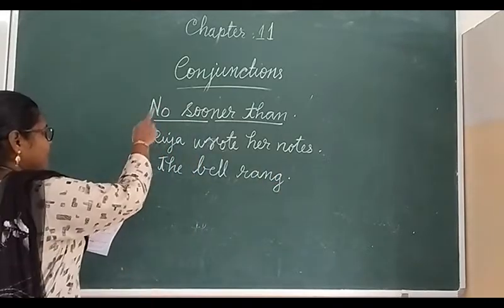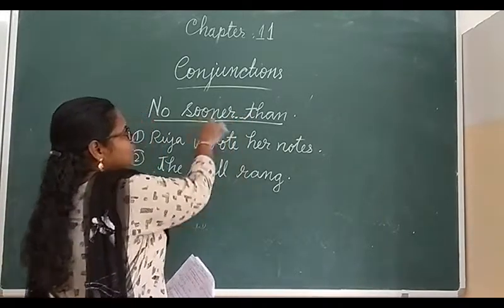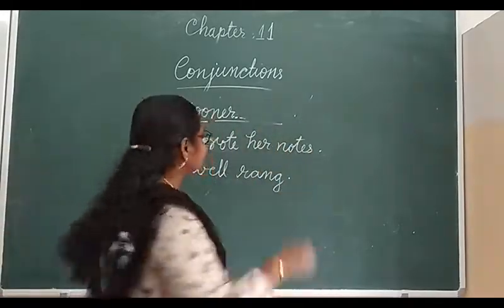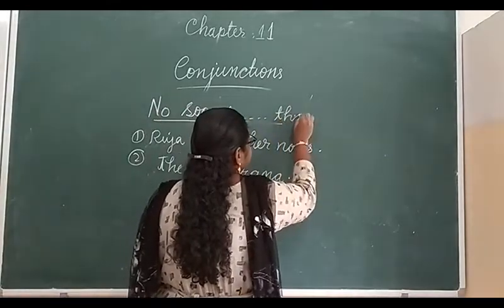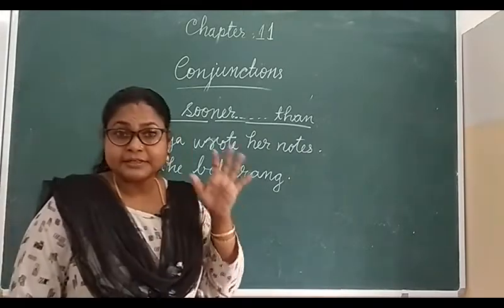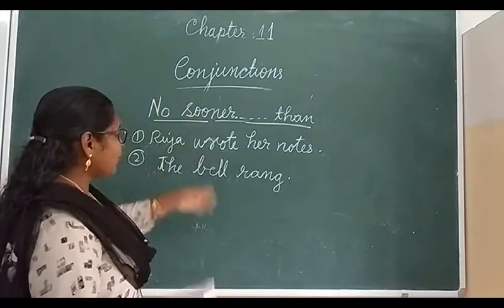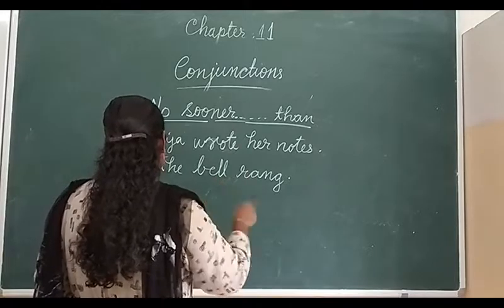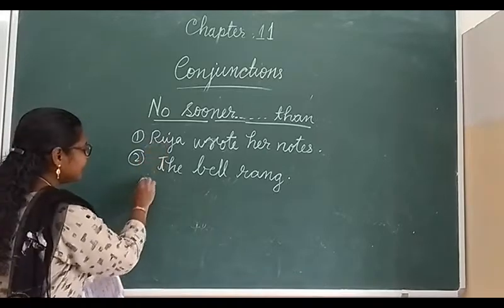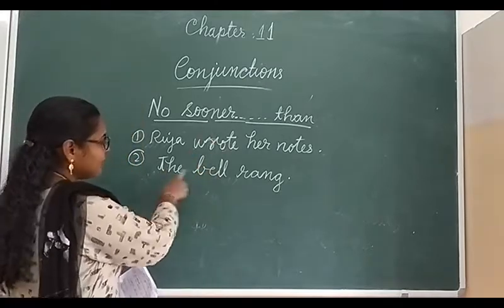Here there is a space between "no sooner" and "than." After "no sooner" there is a space. It is also used like "hardly, before," "scarcely, when," like that. No sooner than. Ria wrote her notes. The bell rang. Okay, we can write here: Ria wrote her notes. The bell rang.